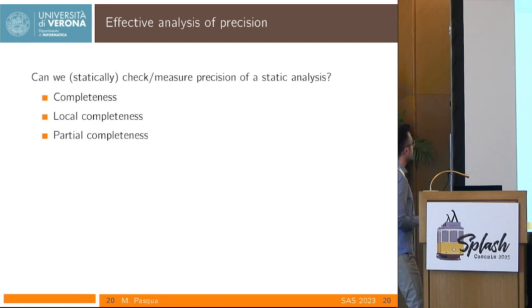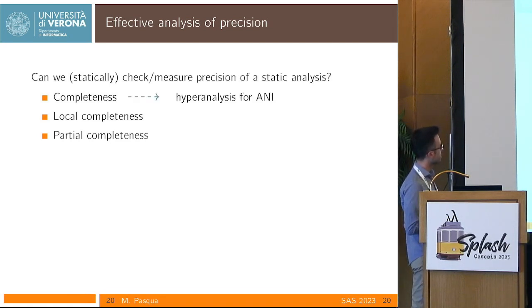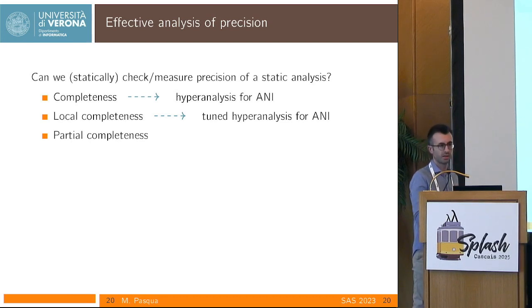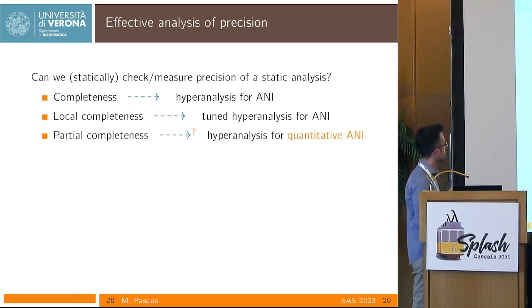So we can statically check the precision of a static analysis. We can prove it for completeness, global completeness, by using a hyperanalysis for abstract interference. We are pretty sure that we can do the same with local completeness, because we just have to tune the hyperanalysis to select on which point we can start the abstract computation. And we believe that we can also do the same for partial completeness by using, instead of abstract interference, the quantitative version of abstract interference.